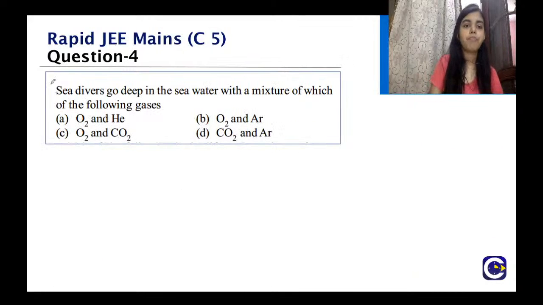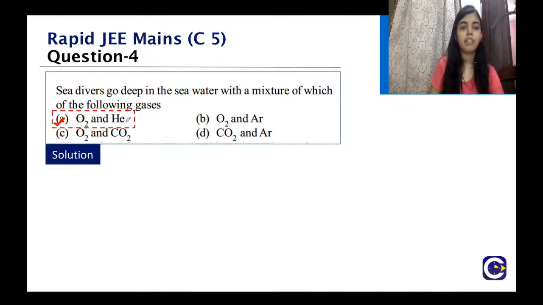Question number 4. Sea divers go deep in the sea water with a mixture of which of the following gases? Now we know that in the sea water the oxygen content is low. So basically sea divers take the cylinders which are containing oxygen and helium, right? So the answer for question number 4 is A, that is oxygen and helium, which sea divers take along with them deep in the sea water.